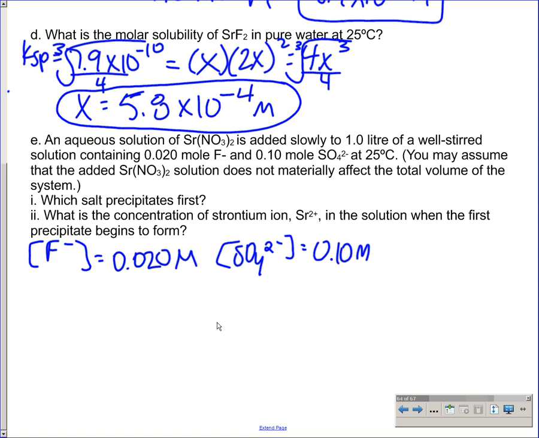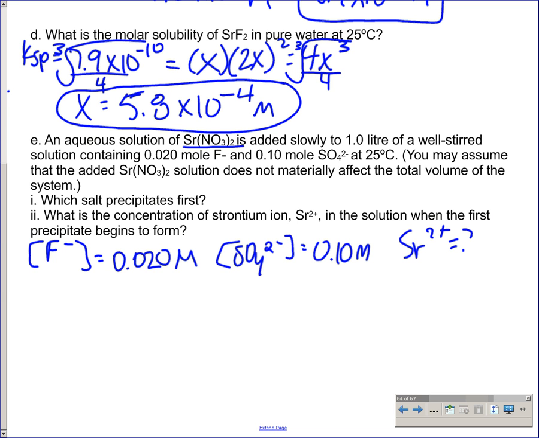I have a little cheat sheet for you. So we know that this is being added. That has a common ion of strontium. This is being added, but we don't really know how much yet because we know we have this ion in solution and this ion in solution. You're going to keep adding strontium, and then eventually either strontium sulfate or strontium fluoride is going to precipitate. How are you going to figure out which one precipitates first?